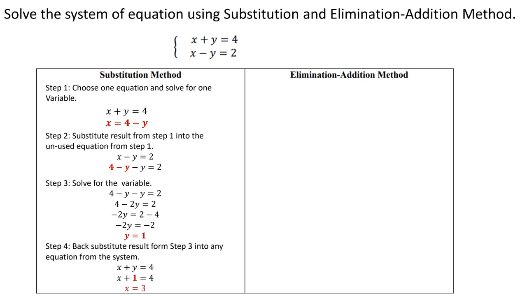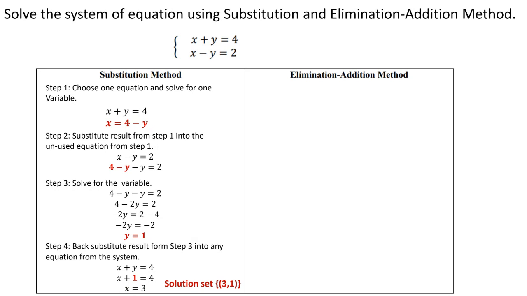So step number 4 is going to be to use back substitution. We're going to take our answer from step 3, which is y equals 1, and substitute it into one of the equations. At that point, it doesn't matter which equation you pick. I went ahead and chose the first one, x plus y equals 4. I'm going to substitute y, so I have x plus 1 is equal to 4, and I end up with x equals 3. When you're entering your solutions into WebAssign, they do want you to put it as an ordered pair. So my solution, my ordered pair, is 3, 1.